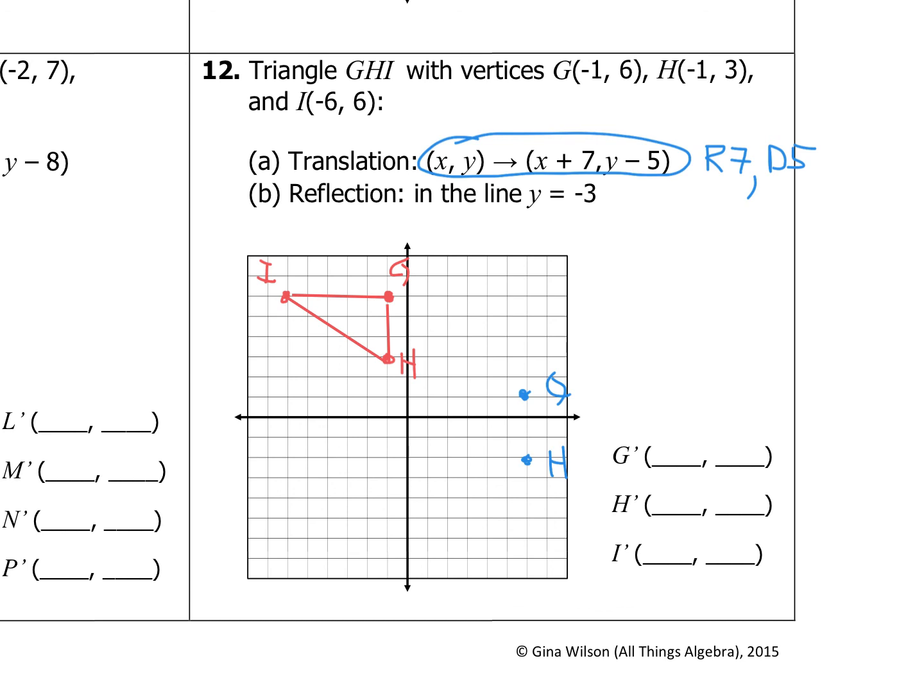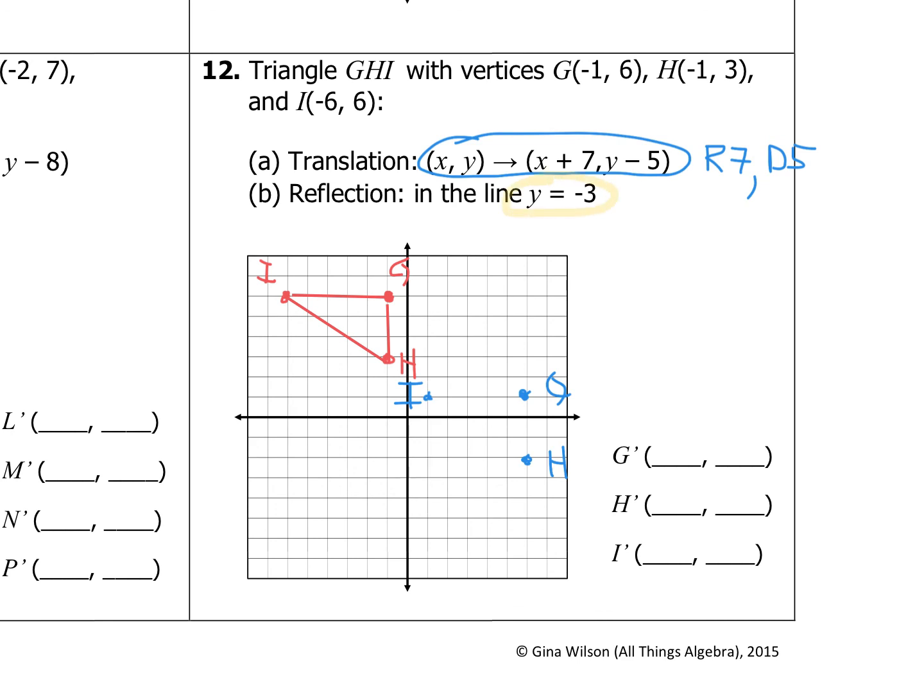And then finally for I, I'm going to move that right 7. So 1, 2, 3, 4, 5, 6, 7. Down 5. 1, 2, 3, 4, 5. So that one is at the point 1, 1. So there's my I.